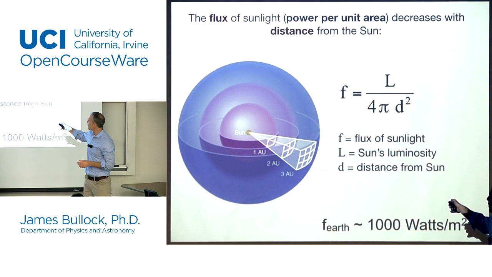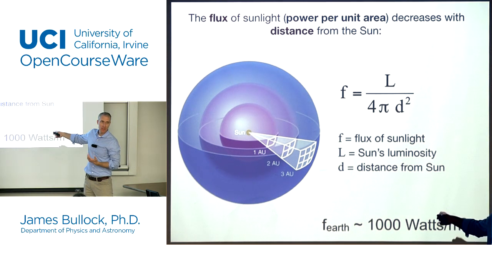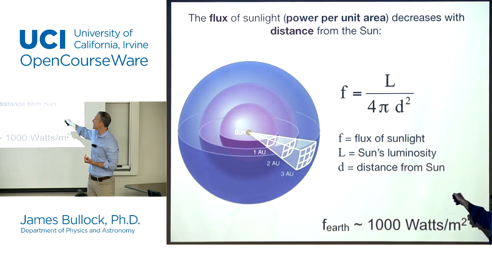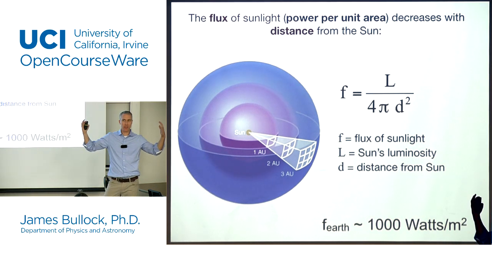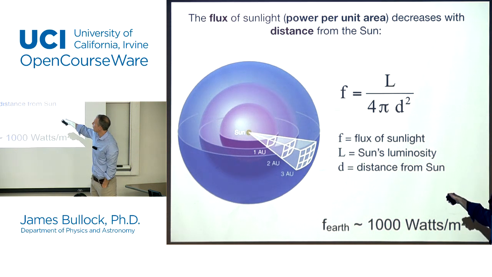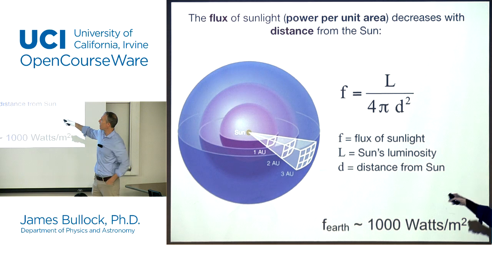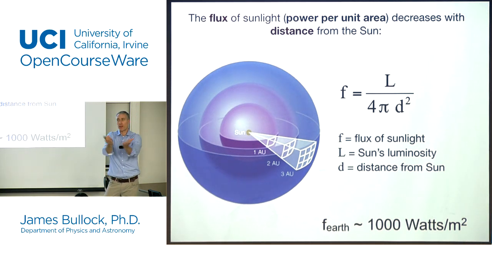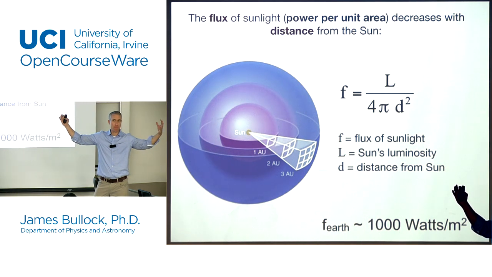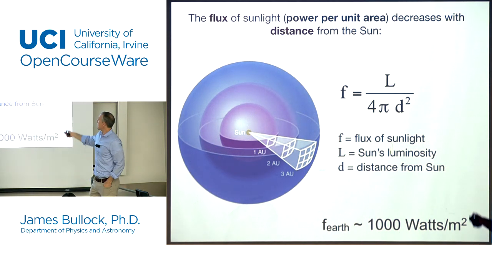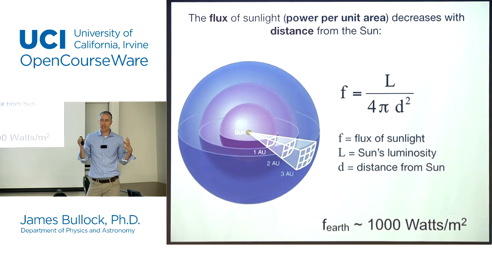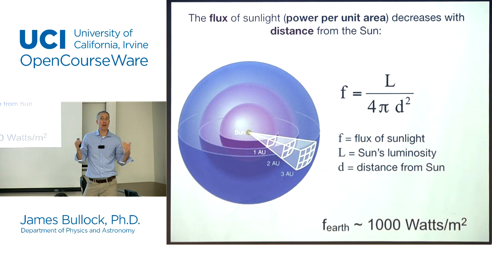The area of that sphere is 4 pi r squared. But here I've just called the distance from the sun to where you are d. So now it's 4 pi d squared. Okay, that's just the area of the sphere. So what's called the flux, the power per unit area, is just the luminosity of the sun divided by the surface area of those spheres that are getting bigger and bigger. Okay. So what that means is, if you are twice as far away, the intensity of the sunlight you feel is 4 times lower.